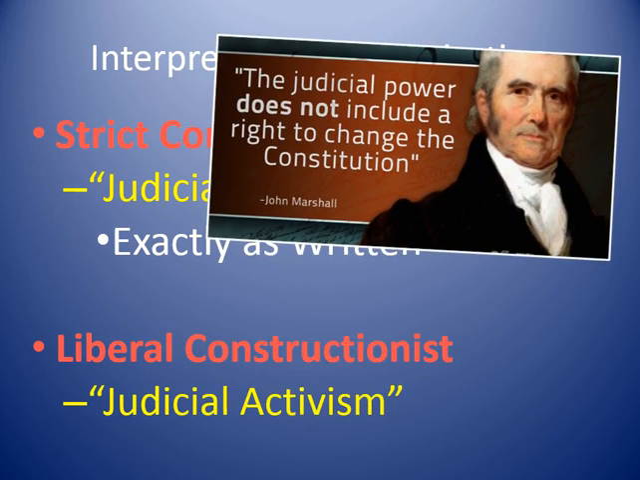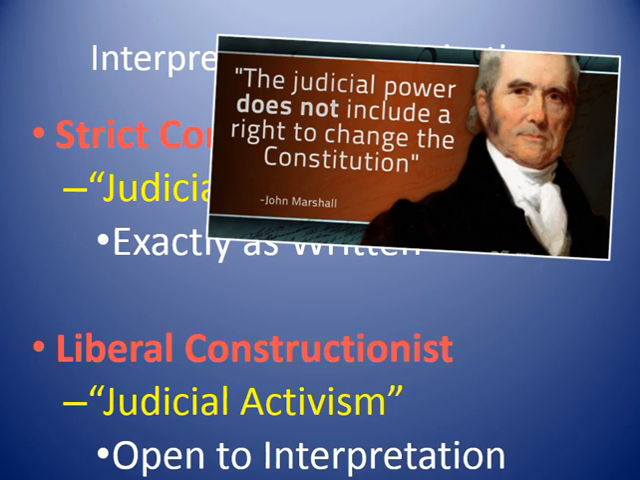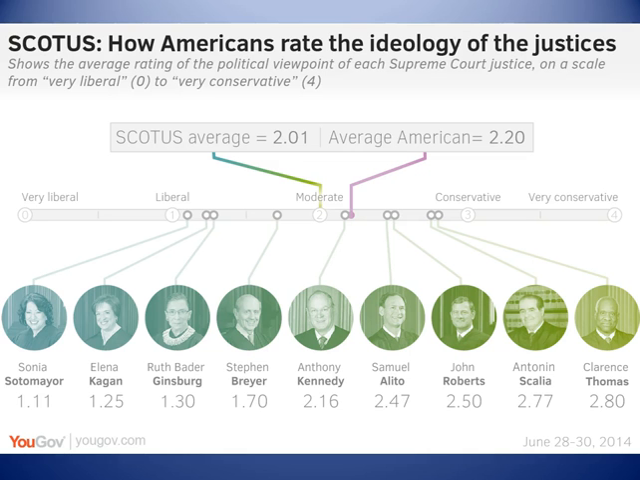Now, a liberal constructionist, as you might imagine, is somebody who believes in just the opposite. And today, if you hear that term on TV, you're usually talking about a judicial activist or somebody who is practicing judicial activism. And what that means is they're more willing to interpret the Constitution. They're more willing to consider that the Constitution has at least a slightly different meaning from exactly the way it was written. And so that is the purpose of the court system.